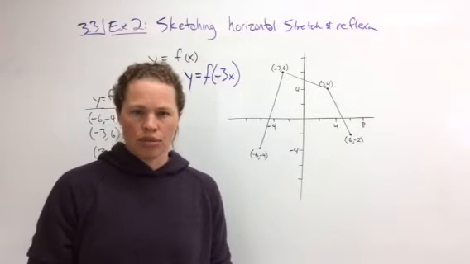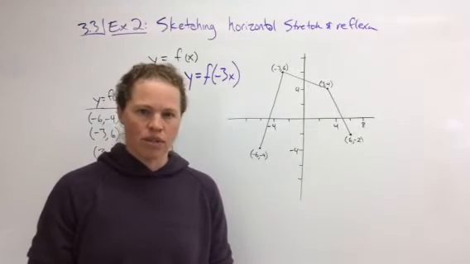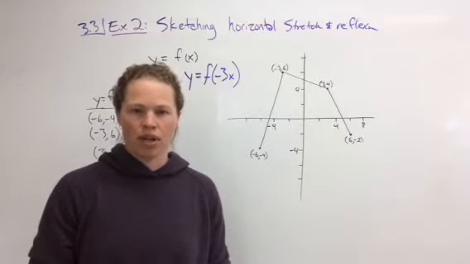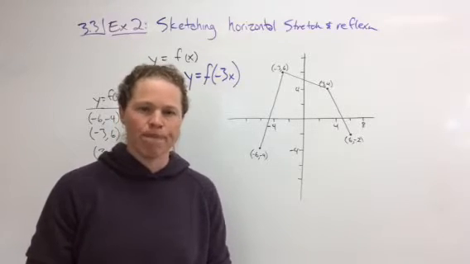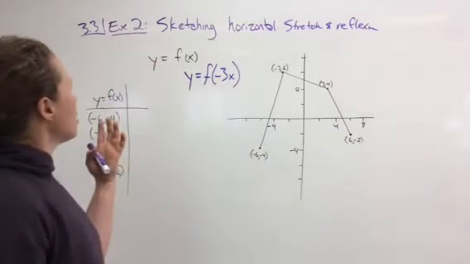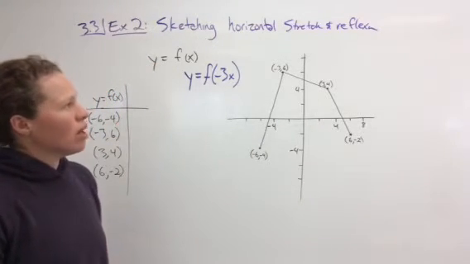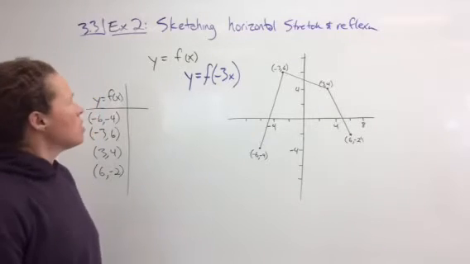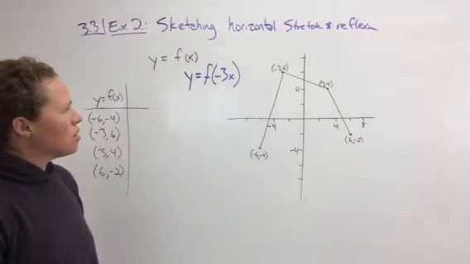So doing a stretch or a compression focusing on y is fairly easy just because you're multiplying y times whatever the value is, you get your new point and move on. When you're using x, a horizontal stretch or reflection, it's a little bit more difficult. So example 2 is asking us to do that.